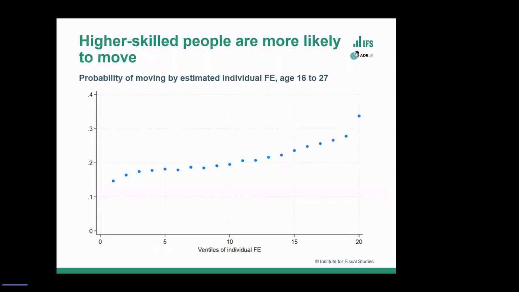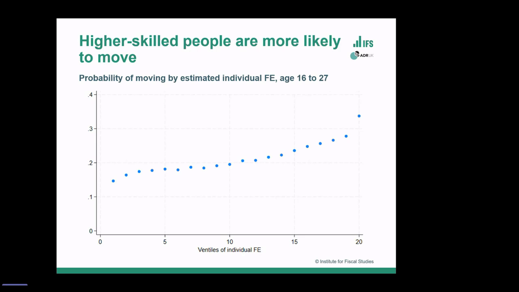Moving away from this very crude distinction between graduates and non-graduates, we use the individual fixed effects that we estimate to capture people's human capital level at a more granular level. We take these individual fixed effects and group them into 20 equally sized groups, with the highest skilled individuals to the right of this chart and the lowest skilled individuals to the left. On this chart, I'm showing you the probability of moving by their level of human capital endowment. What you see here is that higher skilled people are more likely to move, especially towards the top of the skill distribution.